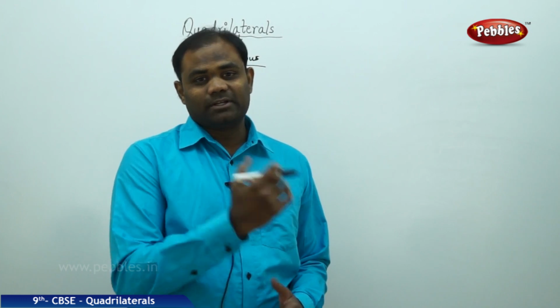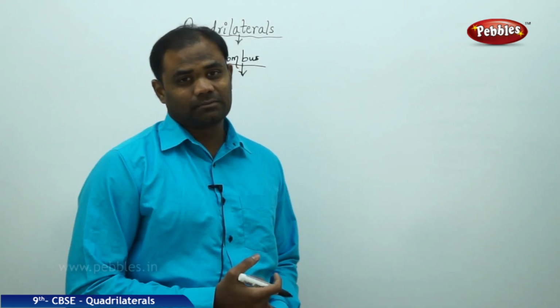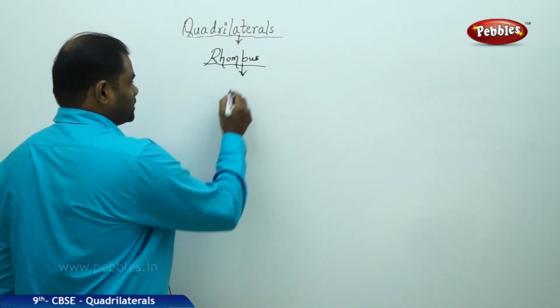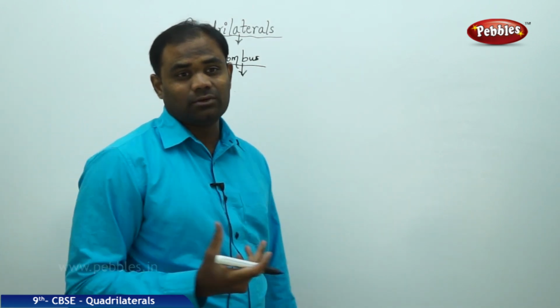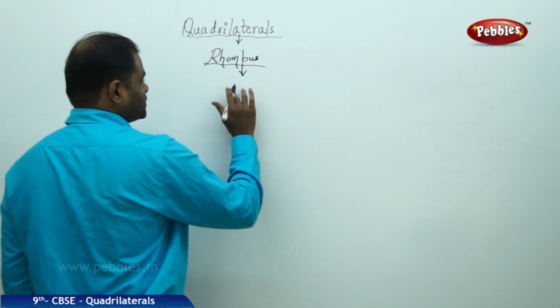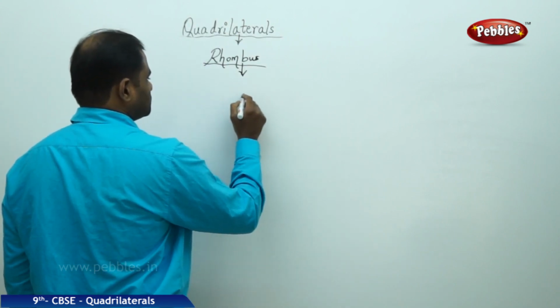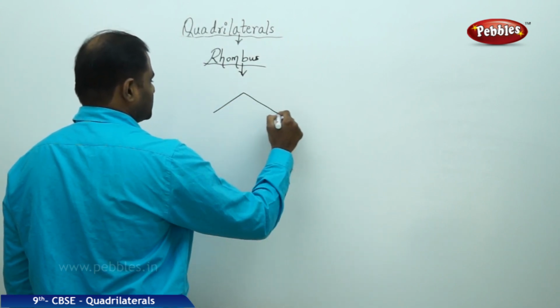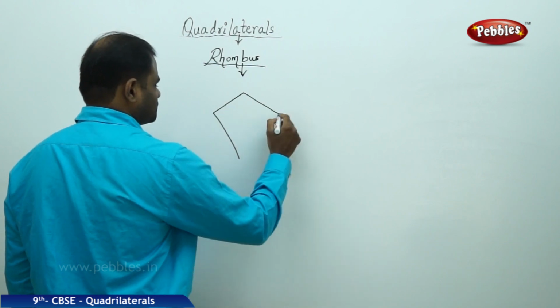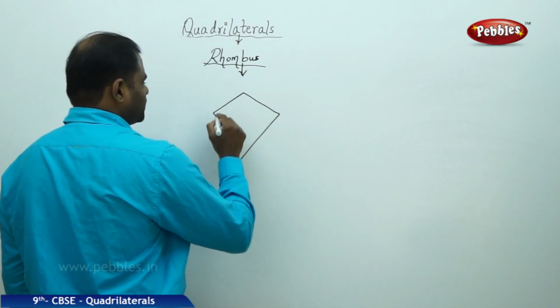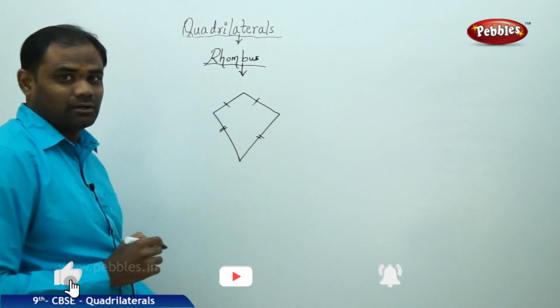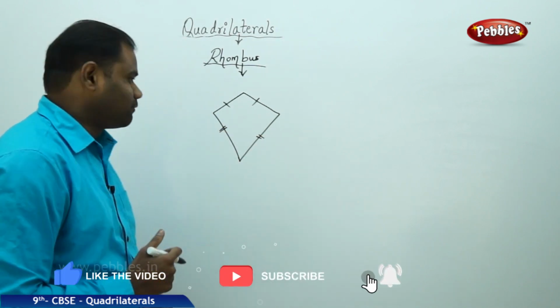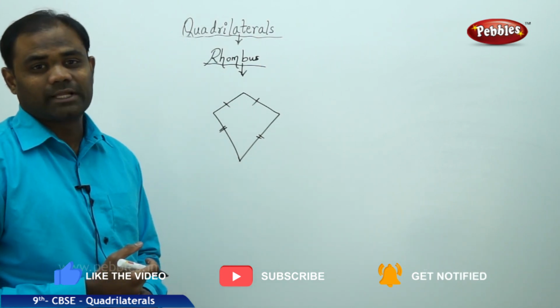Now that we have discussed kites, let's recap the definition of a kite. A kite is a quadrilateral in which adjacent sides are equal. That is, I form a kite when its adjacent sides are equal. What if I form a similar shape with all lines equal?